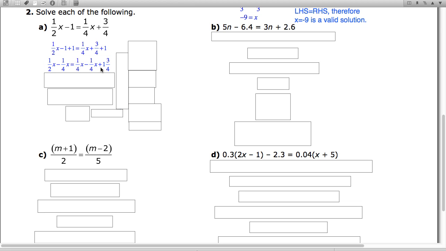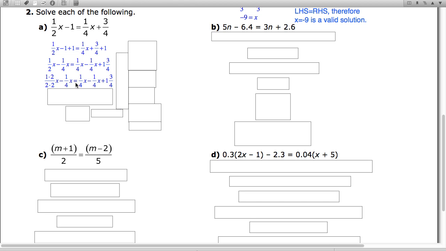So as a result, we end up with 1 3/4 on the right, and we don't have any constant term on the left anymore. I've already started to take the next step, which is to move the variable term to the left. So we had a quarter x here, and I'm going to subtract a quarter x. If I'm subtracting a quarter x from this side, I also have to subtract a quarter x from the other side.